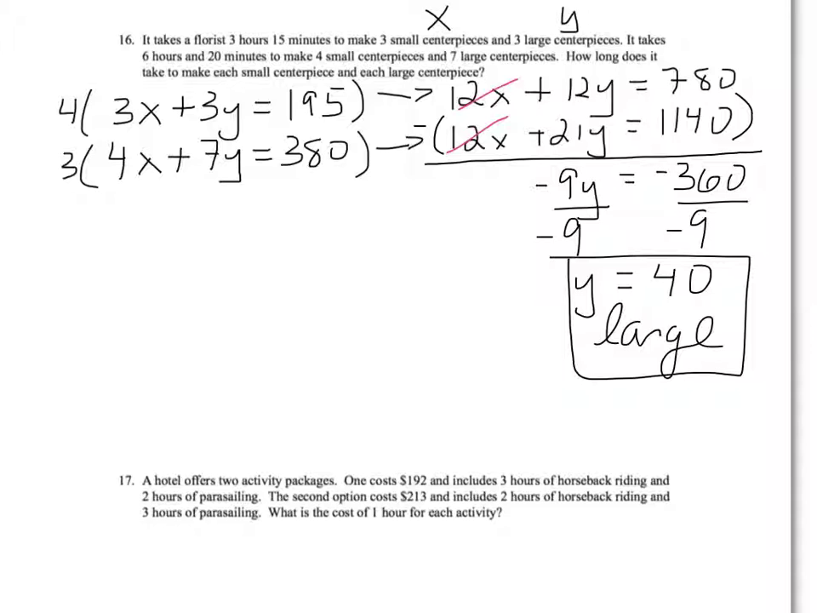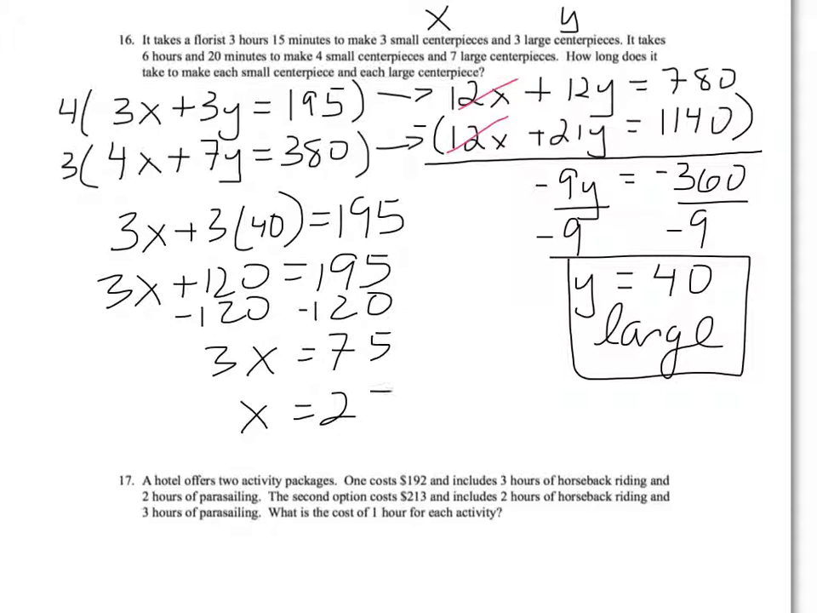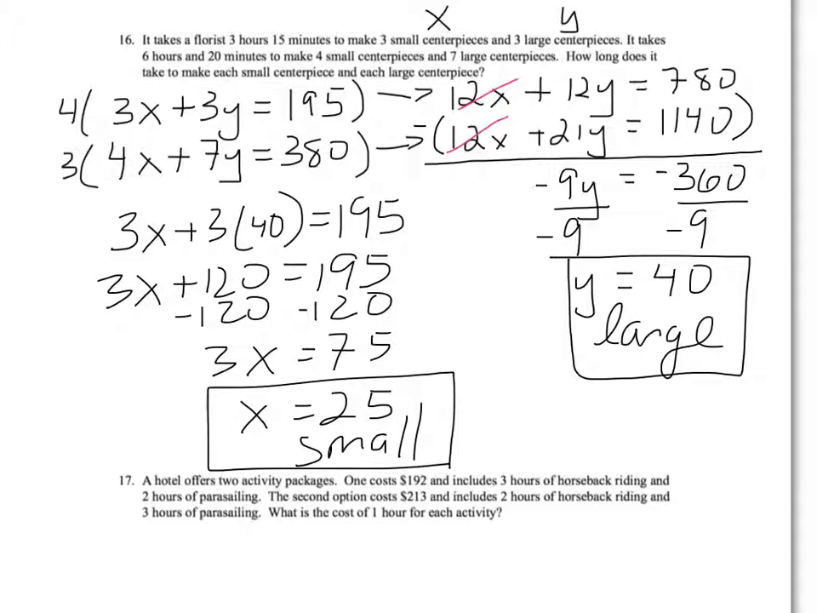Now I go ahead and plug 40 into one of the two equations. I will use the first equation, so 3x plus 3 times 40 equals 195. 3x plus 120 equals 195. Take away 120 from both sides. 3x equals 75. X is 25 small pieces. And we're done with that one.